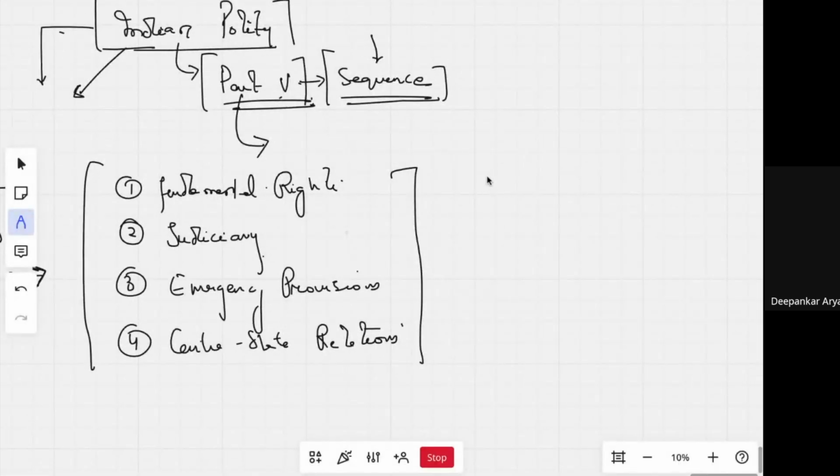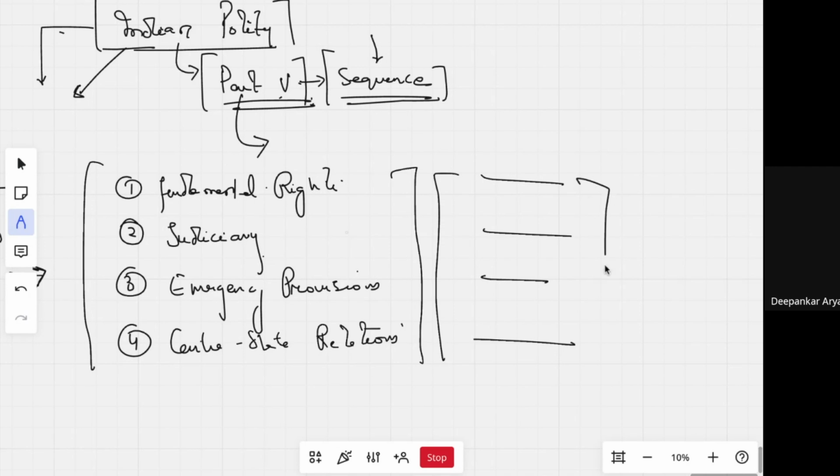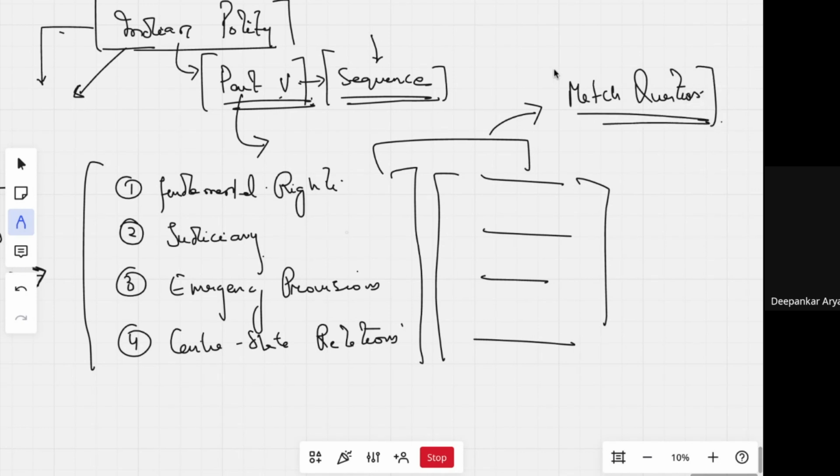They have also mentioned the different parts of the Constitution and asked to match the following, in terms of match questions. So this is a different type of question. While studying the Indian Constitution, it's not enough to know what fundamental rights are or what the different articles within fundamental rights are. We must also know which part and which chapter it belongs to.